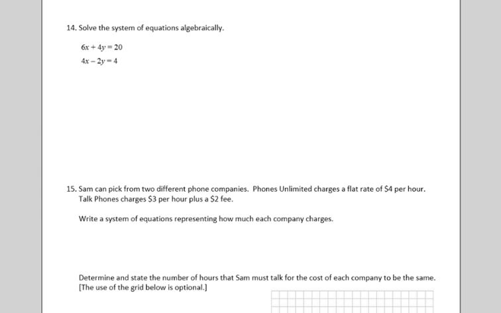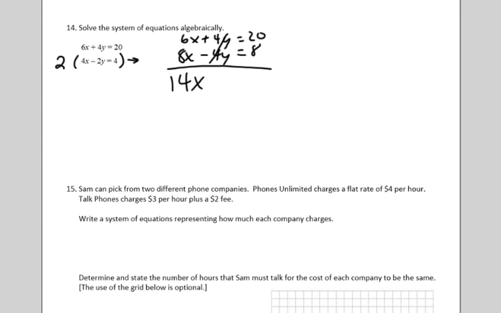On the next page, question 14, solve these algebraically. So I need to change one of these so they have opposite coefficients. I'm going to multiply this whole thing by 2. That'll give me the y's opposite. I'm going to rewrite it over here. 8x minus 4y equals 8. Add these together. 14x, those cancel, equals 28.